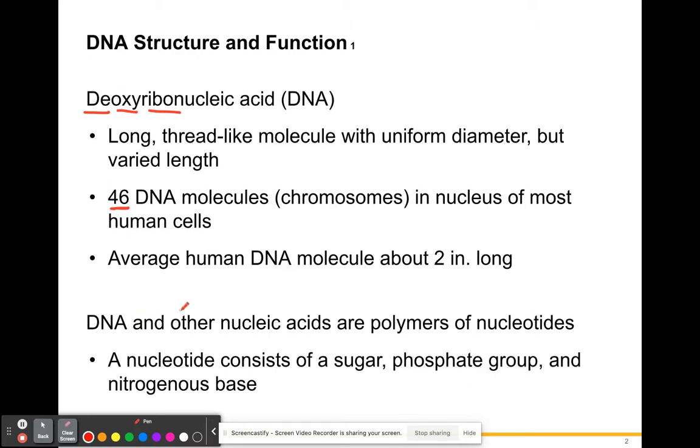And DNA and other nucleic acids are polymers of what we call nucleotides. So we had mentioned that proteins are polymers made of amino acid monomers. We mentioned that carbohydrates are polymers made of simple sugar monomers. DNA and RNA, which is the other nucleic acid that we're going to talk about, are polymers made up of monomers called nucleotides. A nucleotide consists of these three things: a sugar, a phosphate group, and a nitrogen base. And that's what we're going to get into now.